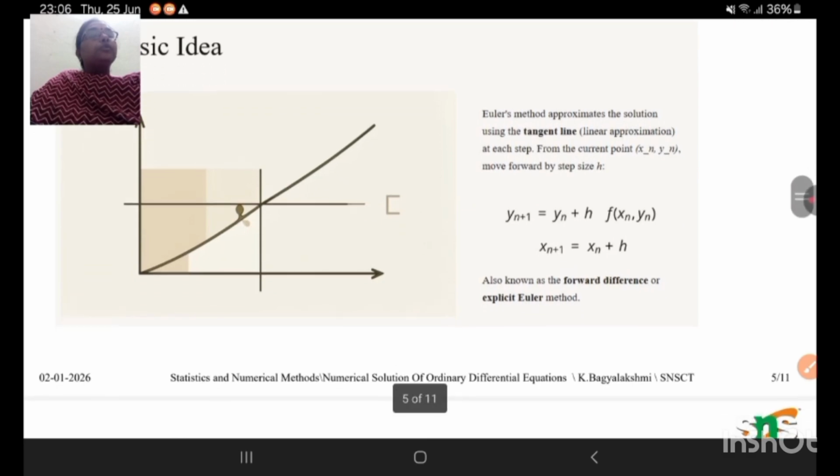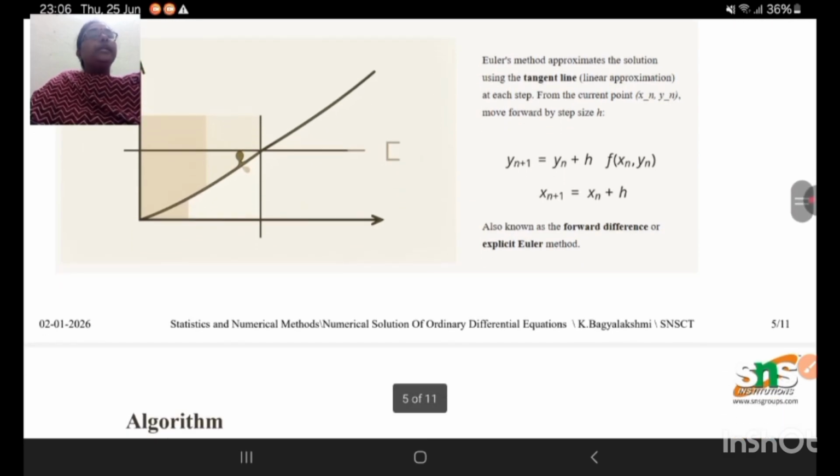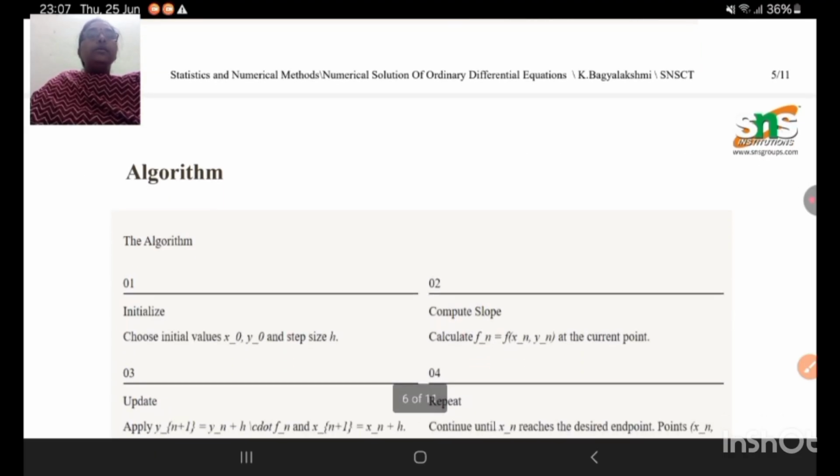Euler's method approximates the solution using the tangent line at each step. From the current point xn comma yn, move forward by step size h, that is yn plus 1 equal to yn plus h into f of xn comma yn. This is the formula we use in Euler's method. It is a forward difference method and a single step method. If we need, we go for the next iteration. Once the target is reached, we can stop.